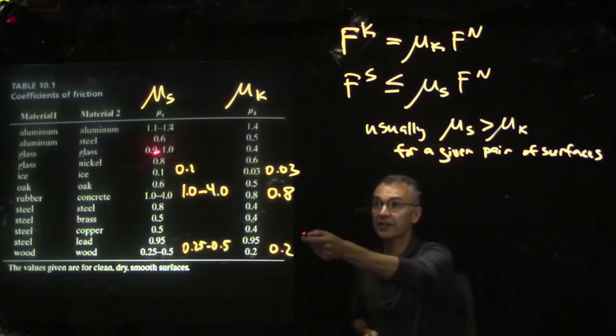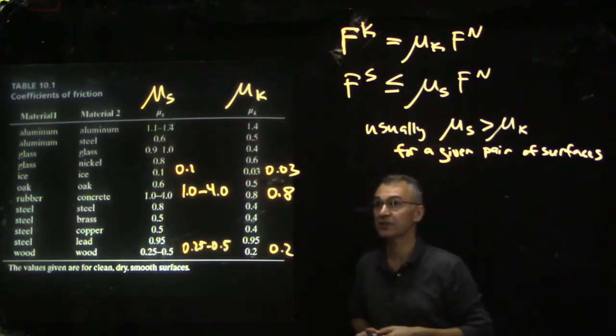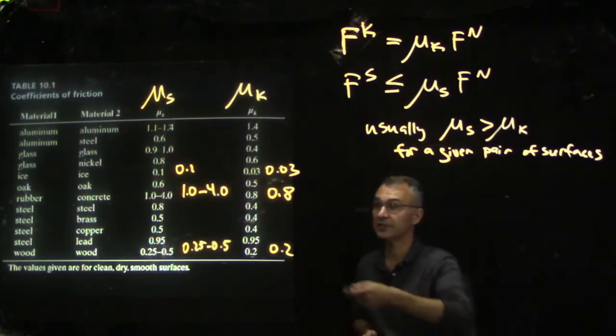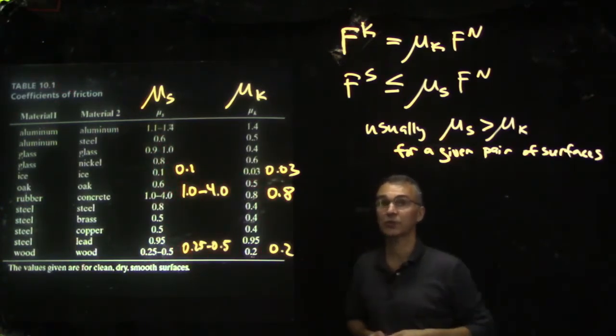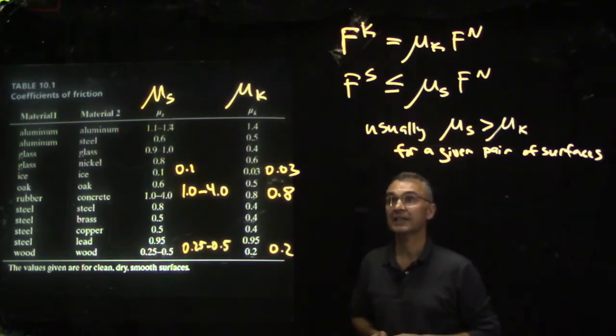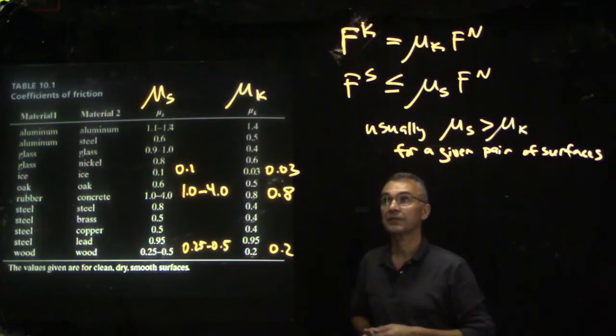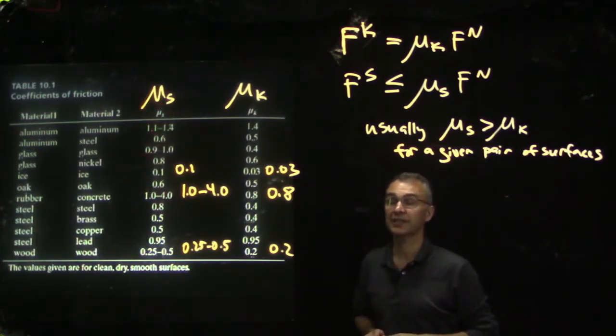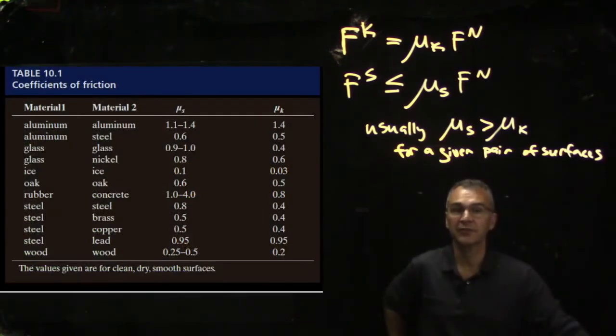So ice on ice is very low friction, and rubber on concrete is very high friction, and wood on wood is somewhere in between. Again, you can see that in almost every case, the static friction coefficient is bigger than the kinetic friction coefficient. That tells you that once something begins to slide, it keeps sliding for a while. Here's an easier to read copy of that same table.